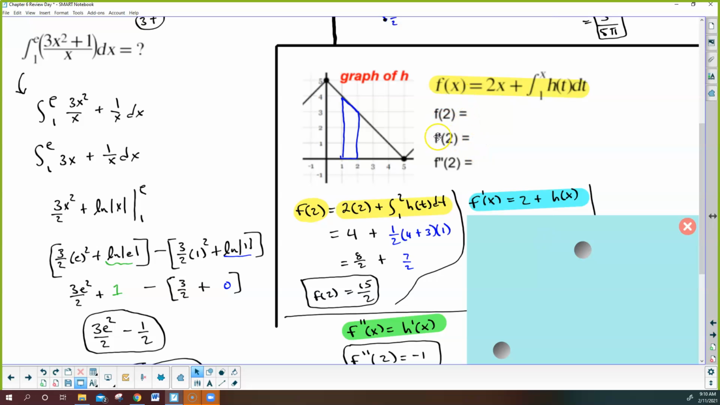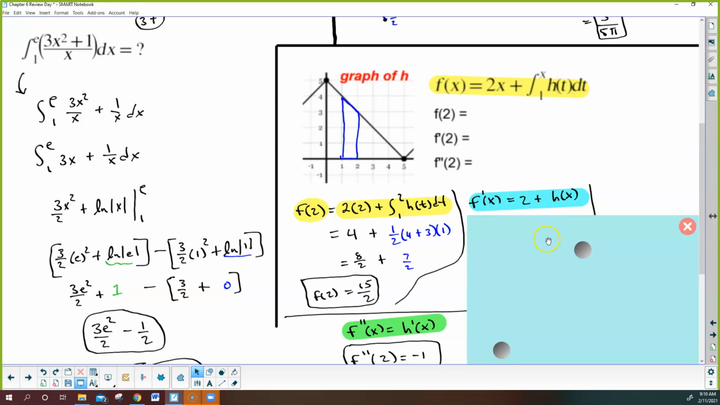Okay? But look at this one. Now they're saying find the derivative at 2. So I need to take the derivative of this piece right here. Well, the derivative of 2x is just 2. And the derivative of an integral, that's the fundamental theorem of calculus. The integral and the derivative cancel out, and the h just puts right in here.